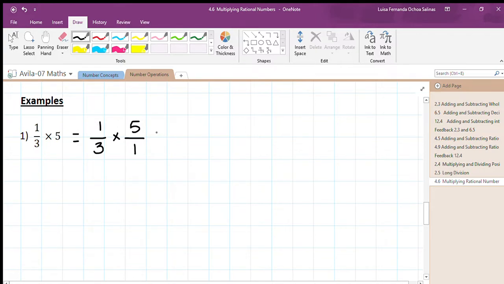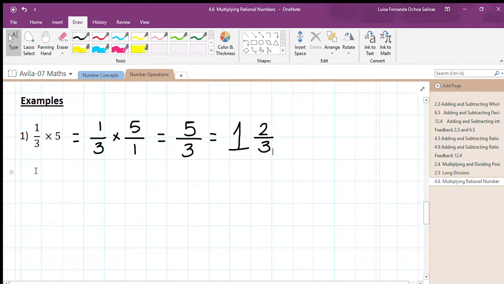Then I multiply the numerators, so 1 times 5 is 5, and 1 times 3 is 3. And then it says I have to simplify, or change it. I have an improper fraction, so I have to change it into a mixed number. I'm not going to go into that process now. By now you should be able to do this. If not, make sure that you go back and revise. So this is going to be 1 2/3. Good, fantastic. So I've done my first example here.